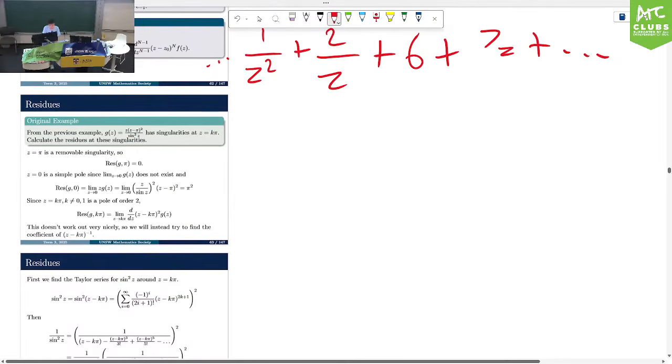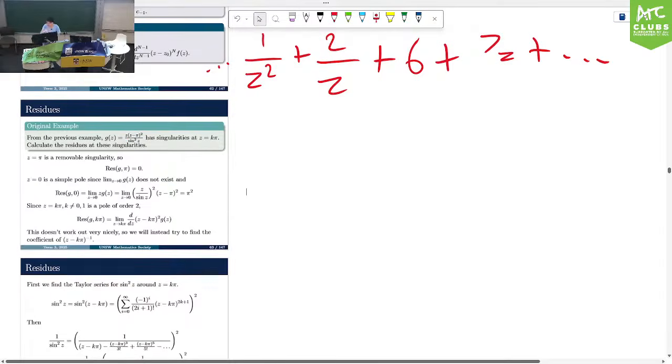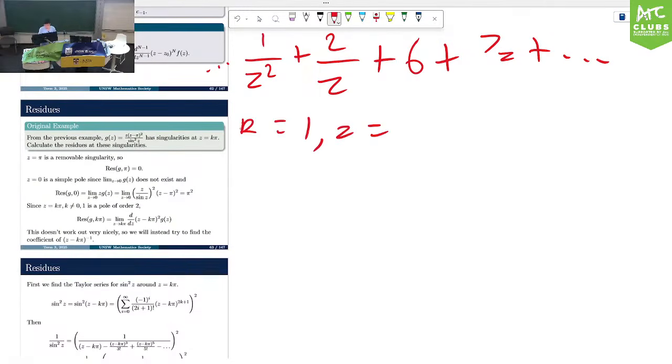Okay. So it has singularities at k pi, obviously, because that's what's gonna make that thing 0. Calculate these residues. Oh, sorry, calculate these singularities. So, residues of these singularities. So what we can do first is consider a bunch of cases for k. So let's say k is 1. So obviously that just means z equals pi. So essentially, what does that mean? Let's see.